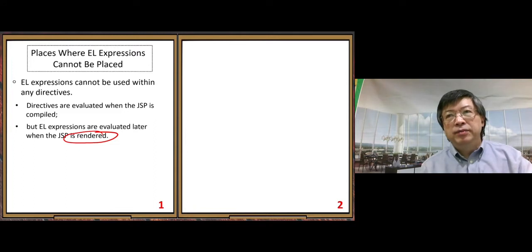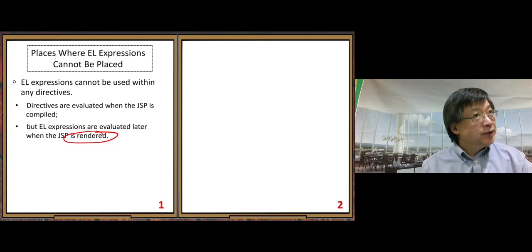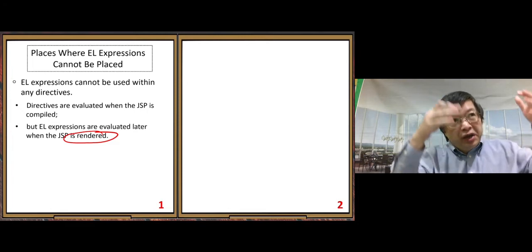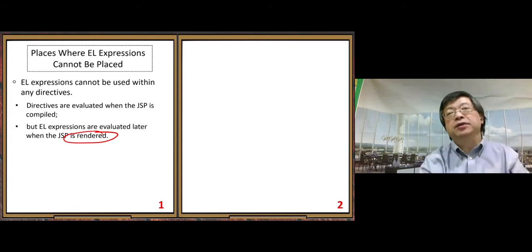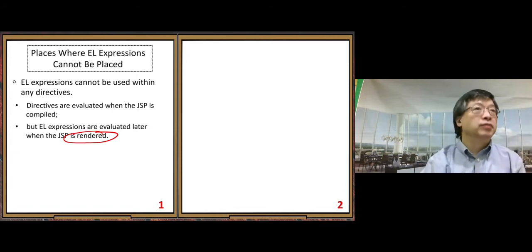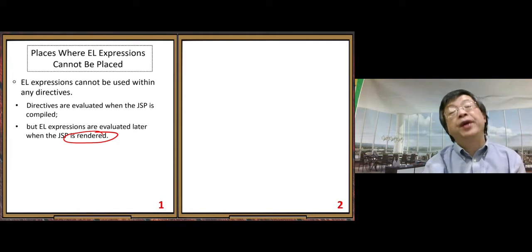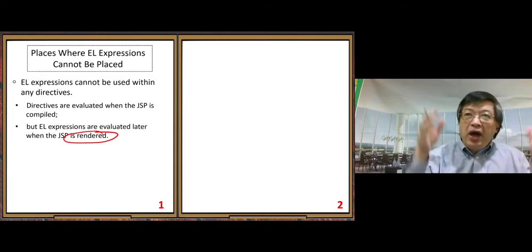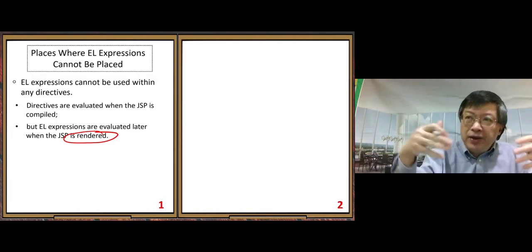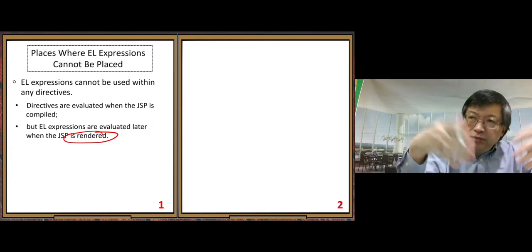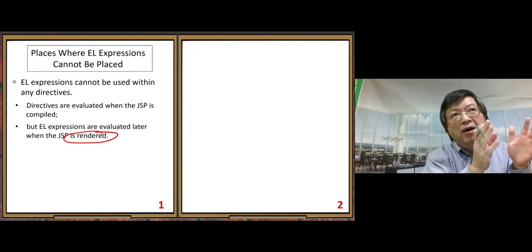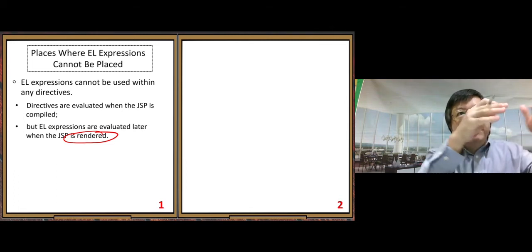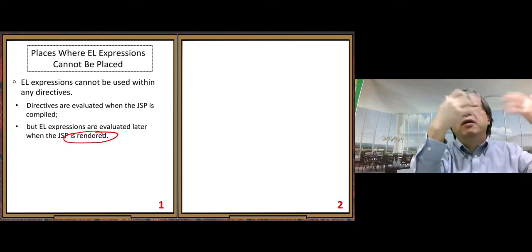When is the time JSP is rendered? So here we talk about generating HTML content. What do you mean rendering a page, right? Page rendering. Generating HTML content. When the HTML content is generated, in that step, EL expression is evaluated by the EL engine.